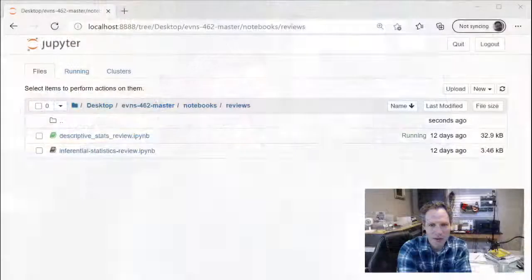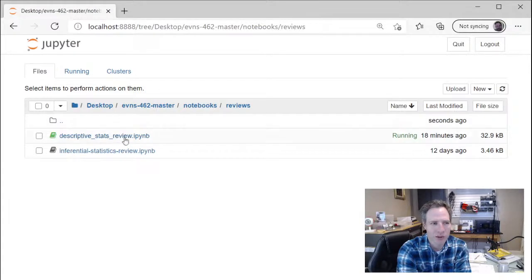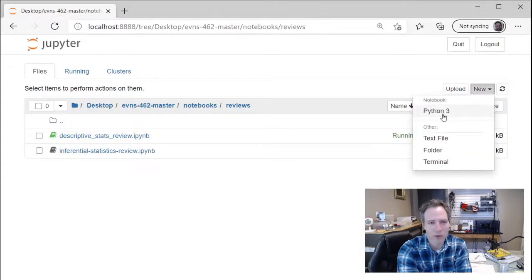Okay, so we're going to review descriptive statistics, and the tool we're going to use for descriptive statistics is Python in Jupyter Notebook. So let's do this. I'm going to work through a review that's posted on my GitHub under Notebooks, Reviews, Descriptive Stats Review. All right, so the material that we're going to go over is in this notebook, but I'm going to compose the notebook from scratch so you can really focus on what we're doing.